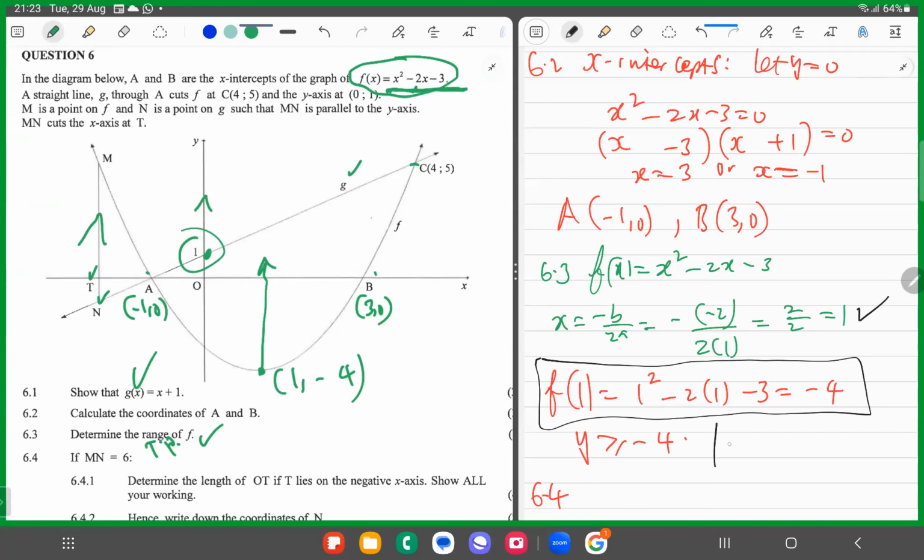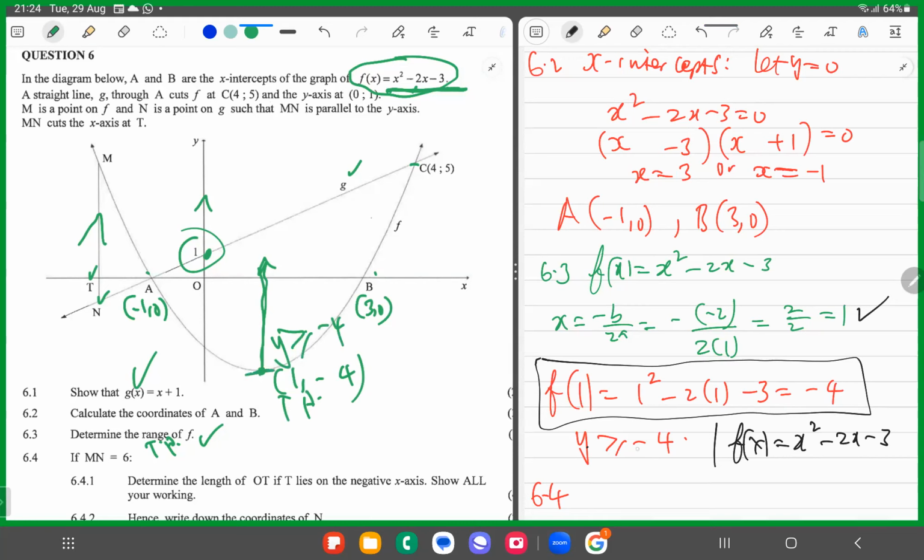And obviously, we substitute 1 into f of x, which is equal to x squared minus 2x minus 3. If we plug in x equal to 1, we have 1 squared minus 2 times 1 minus 3, and we get minus 4. So this is the turning point of the function. So the function is going to start from the turning point and go up, right? We say y is equal to minus 4 at the turning point, but it goes higher. So it's greater or equal to minus 4.